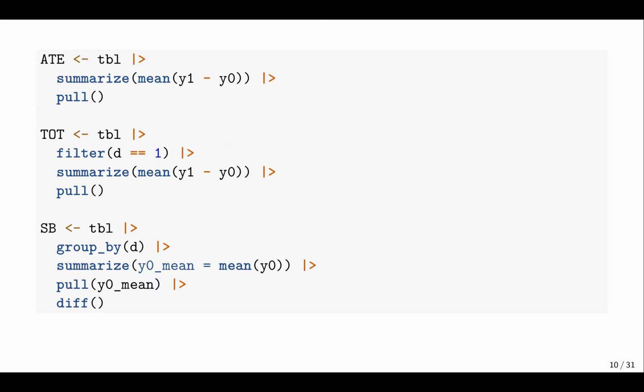How about the selection bias, which I will abbreviate by SB? Well, this one is a little bit more complicated. Maybe you used a different approach, but here's what I did. I used a group by command, so I formed groups based on the treatment status. D is whether you took the drug or not. And then I computed the mean of Y0. When the first two steps of this pipeline are finished, I'm going to have two columns. In the first column, I'm going to have D, 0 and 1. And in the second, I'm going to have the corresponding mean of Y0 for that group. So I'll have the Y0 mean for the untreated and for the treated. Then I'm using pull to grab just the column Y0 mean. Then I'm using diff to take the difference between the two elements.